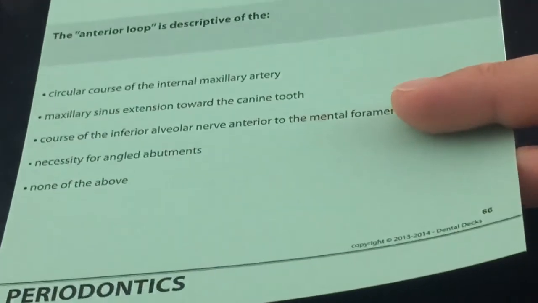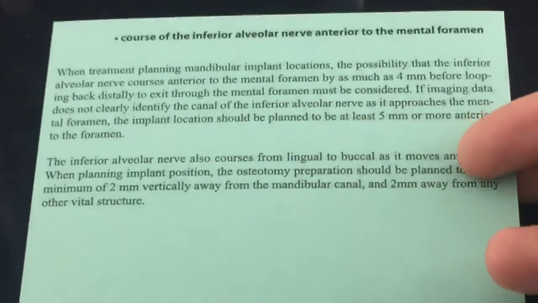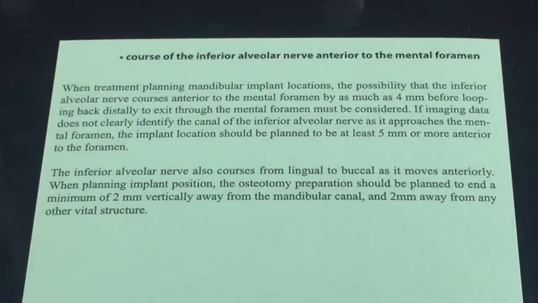So, the anterior loop is the course of the inferior alveolar nerve anterior to the mental foramen. When treatment planning mandibular implant locations, the possibility that the inferior alveolar nerve courses anterior to the mental foramen by as much as 4 mm before looping back distally to exit through the mental foramen must be considered. If imaging data does not clearly identify the canal of the inferior alveolar nerve as it approaches the mental foramen, the implant locations should be planned to be at least 5 millimeters or more anterior to that foramen.